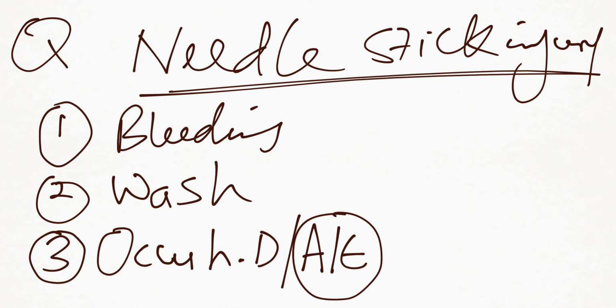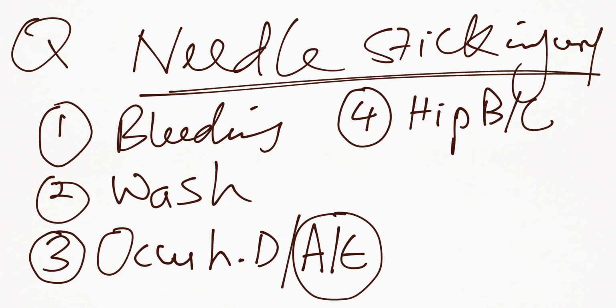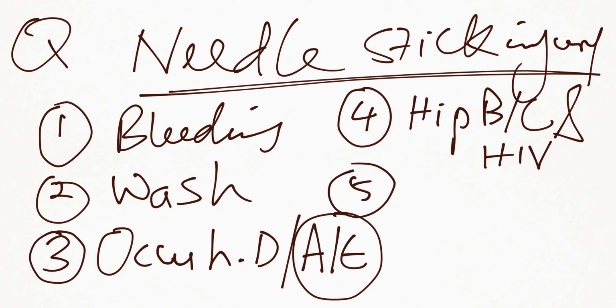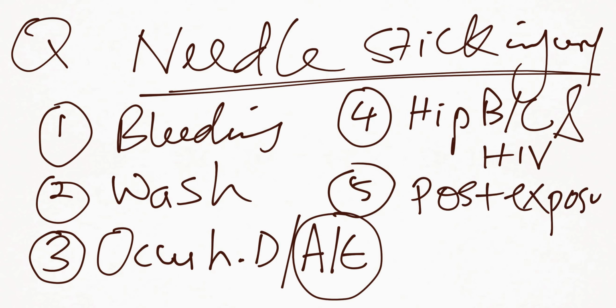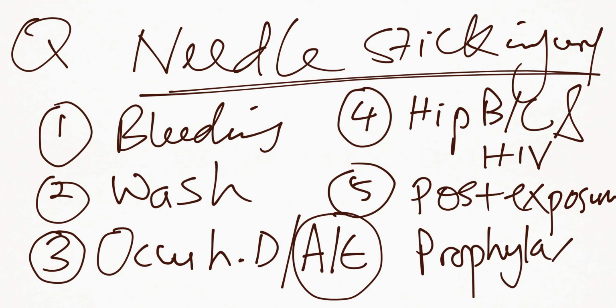Okay, so what is next? The 4th step here is that you are going to counsel for testing hepatitis B and C and HIV. Okay, number 5, you are going to discuss with the microbiologist post-exposure prophylaxis. Okay, 5 points that you are going to do if you had needle stick injury or you have an assistant who had a needle stick injury.